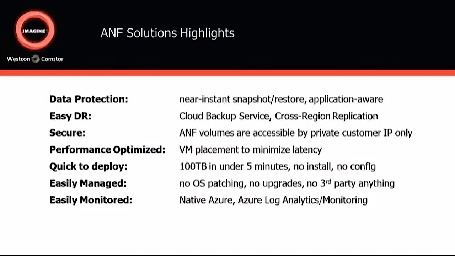Highly secure. It's not publicly addressable unless you want it to be. We can pin, we call it pinning, the VM to be physically proximate to ANF in the data center. So literally just a couple meters between these racks. So we're able to get latency down to 0.1 of a millisecond, we've tested recently for some customers. So ultra low latency, which obviously drives higher throughput. Quick to deploy, as I mentioned, literally 5 minutes you can have it up and running.